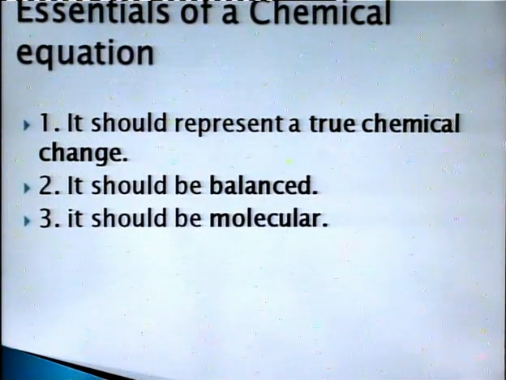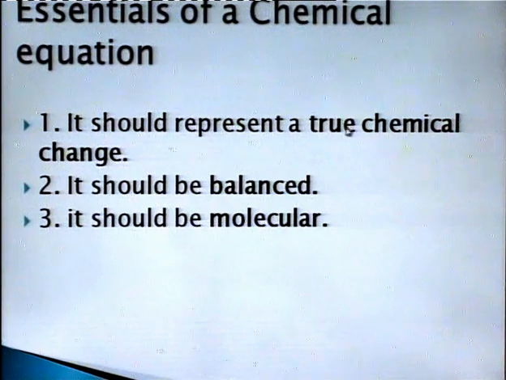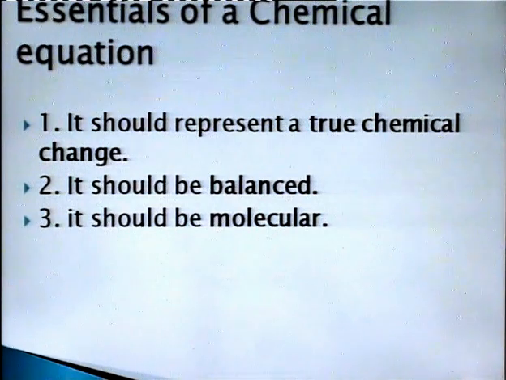Now essentials of a chemical equation. In this topic we have to study which conditions a chemical equation must satisfy. It should satisfy these three conditions. First, it should represent a true chemical change, means only that reaction can be represented in the form of equation which is true, means which actually exists, and we can't represent any false or fake reaction.